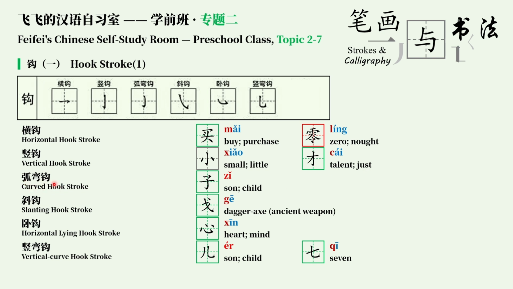弧弯钩 curved hawk stroke, also known as the bent hawk. This stroke features a gentle vertical curve followed by an upward hawk. When writing, start with a short vertical stroke, then curve the brush smoothly to the right, forming a soft arc. Pause at the end of the curve, and flick the brush straight up to form the hawk. The arc should be natural and not too steep.